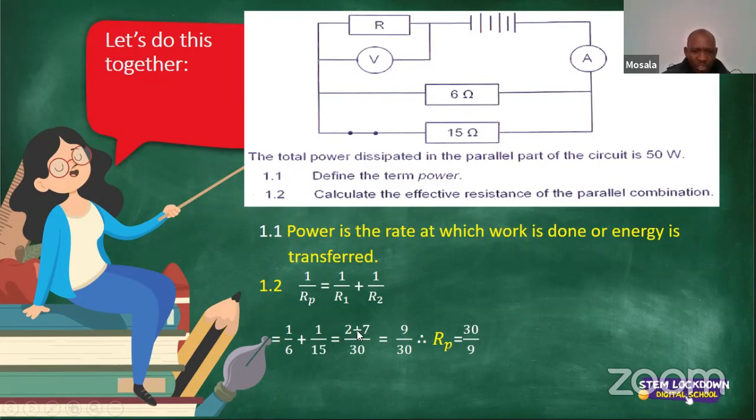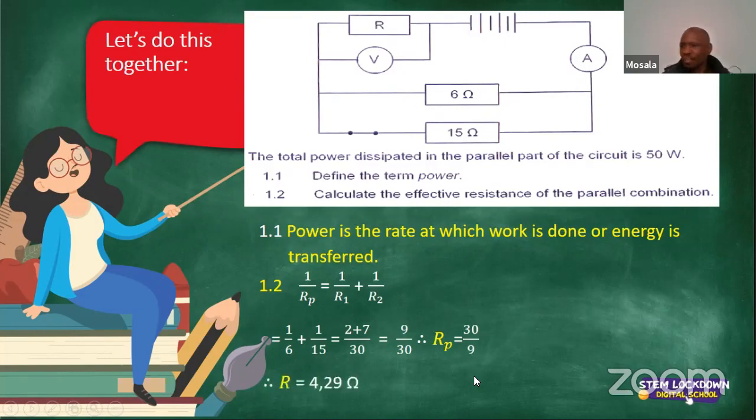So this should be 2 plus 5, and then equals 7 over 30, because 6 goes 5 times into 30 and 15 goes twice into 30. So it's 5 plus 2, which is 7 over 30. And therefore, R parallel should then be 30 over 7.